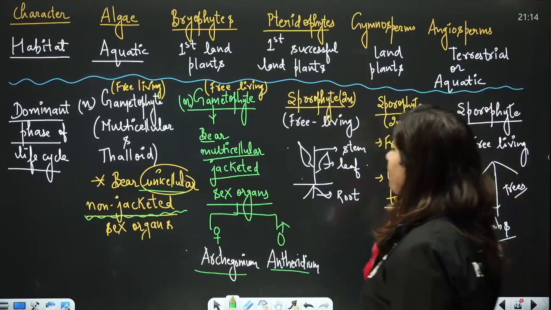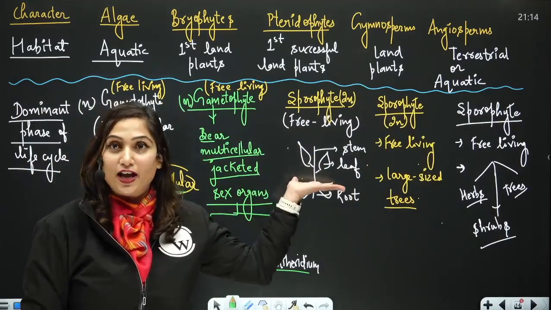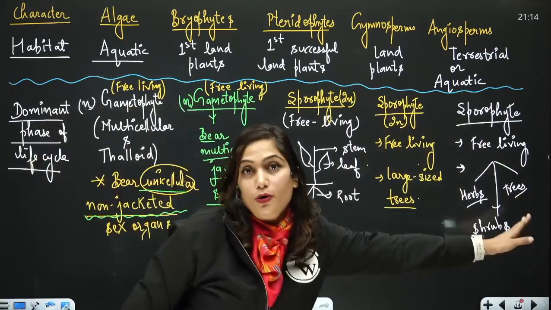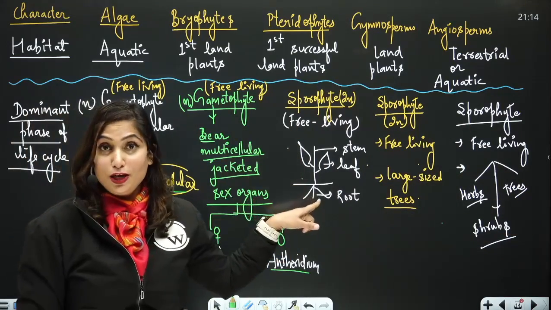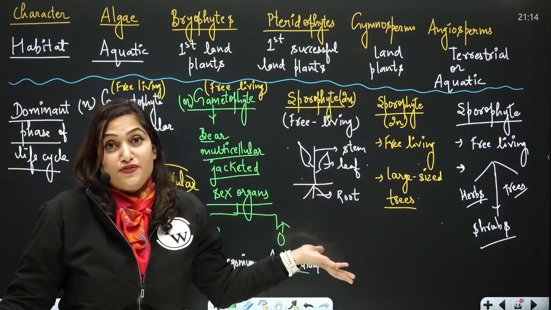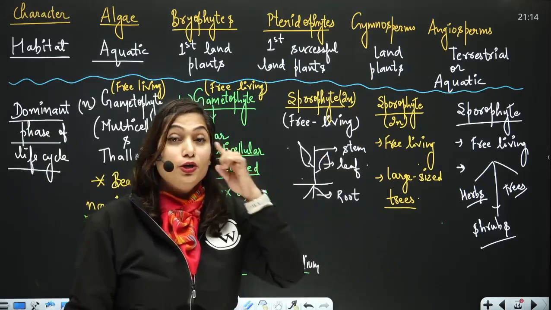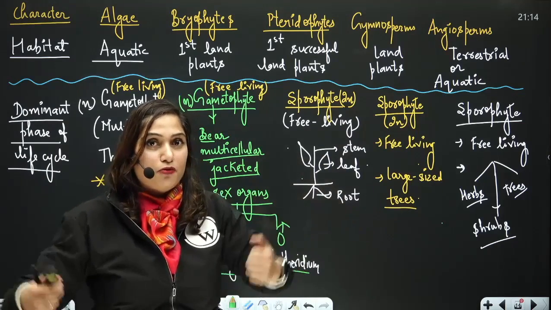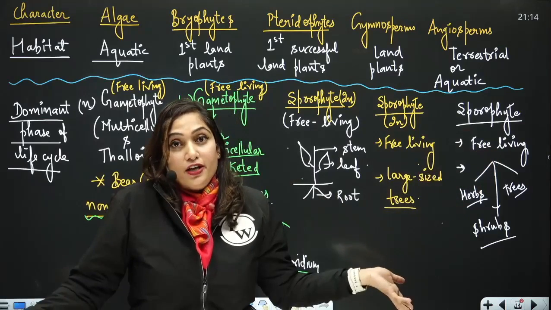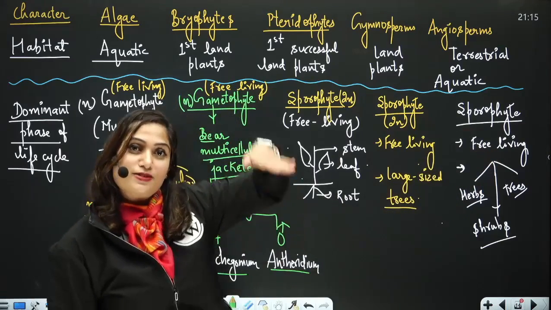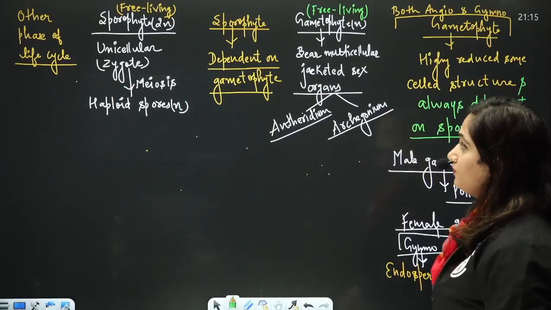The dominant phase of life cycle of pteridophyte is sporophyte. From pterido to gymno, the dominant phase of life cycle is sporophyte. And I've just told you that in pteridophytes, sporophyte is free living and has proper root, leaf and stem. In case of gymnosperm, you know how is the sporophyte of gymnosperm? Free living, large sized tree. Sporophyte of angiosperm, free living, and they can be herbs, shrubs or trees. Okay. Now let's move further.